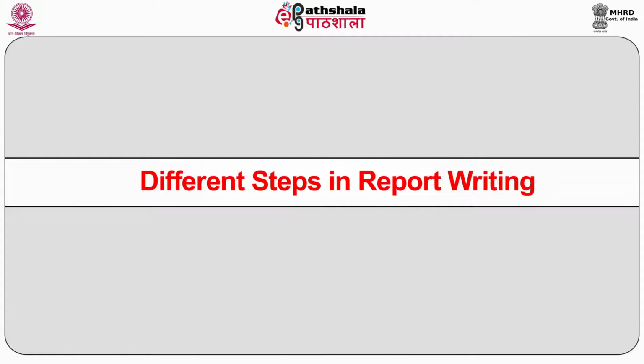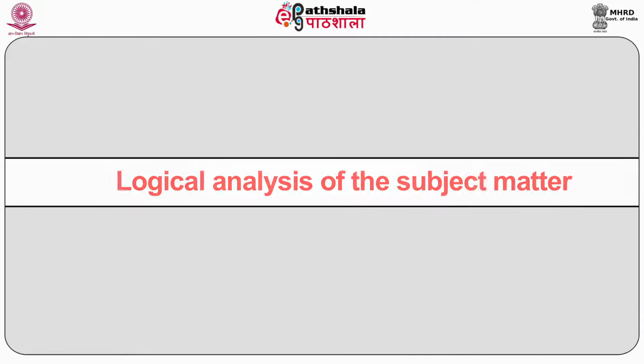Research reports are the product of deliberate and thorough work. It usually involves the following steps. First, the logical analysis of the subject matter. In the first step, the subject matter is developed, which can be done in two broad ways. These ways are logically and chronologically.